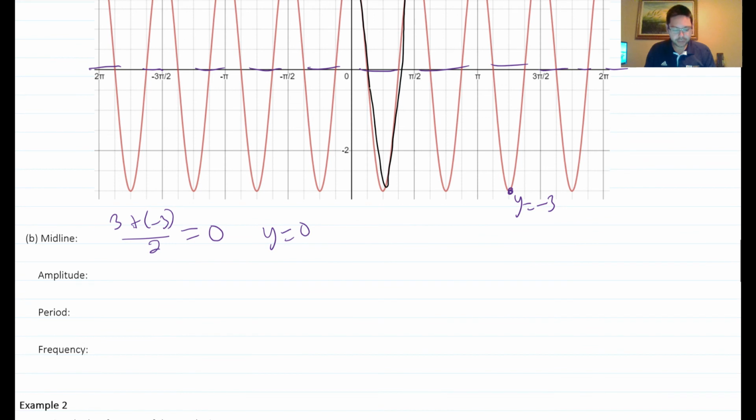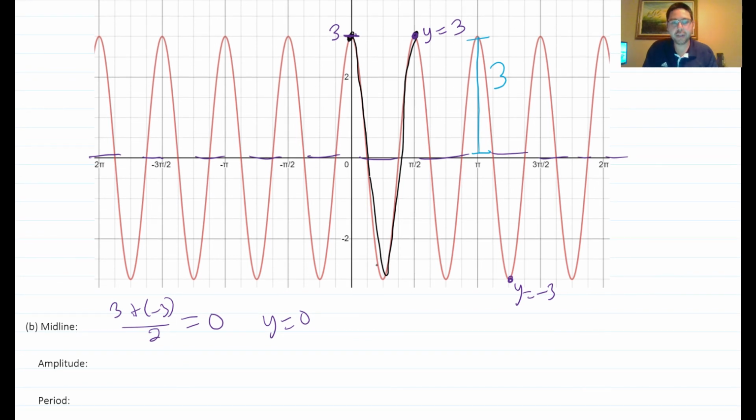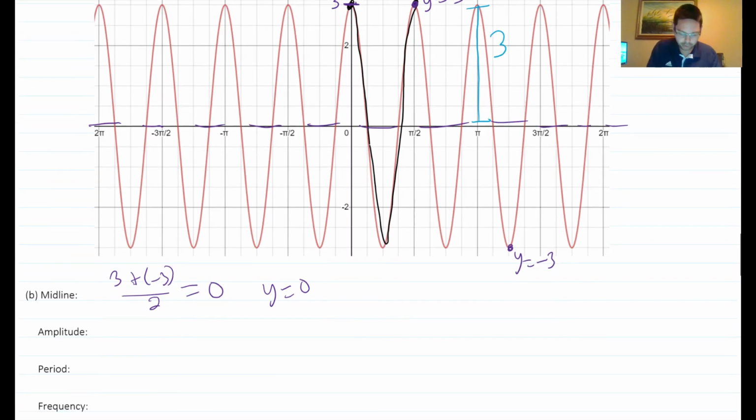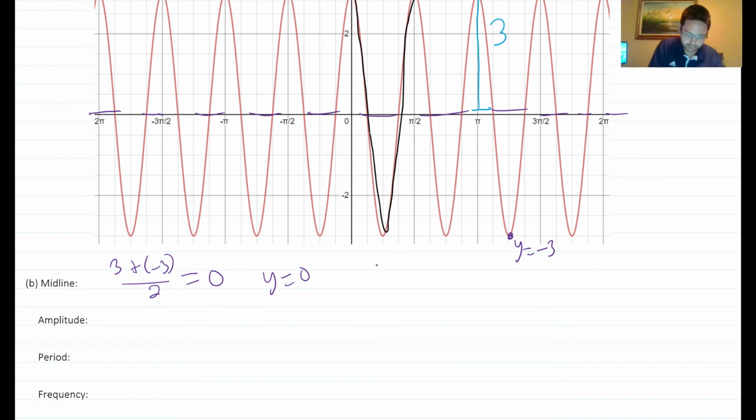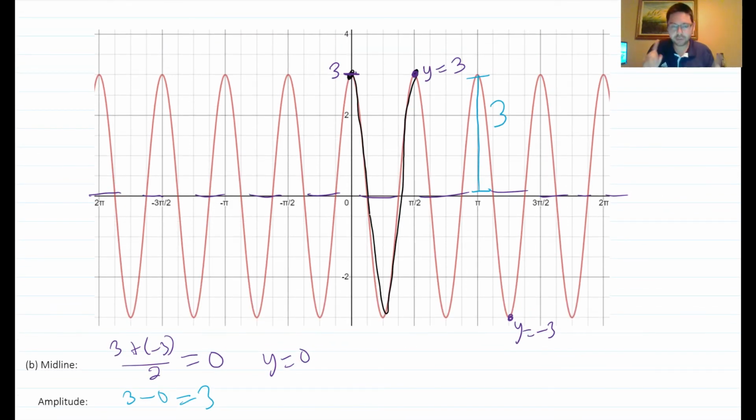So the amplitude is the distance from the midline to the peak or the midline to the trough. We know that that distance is 3, because it's going from the 0 line to the 3. So it makes sense. It's basically 3 minus 0, which is going to be 3. And then the period is the distance, the length, for one cycle.